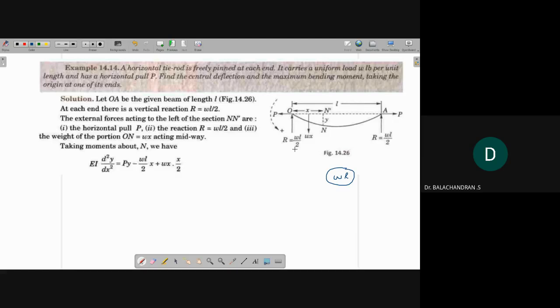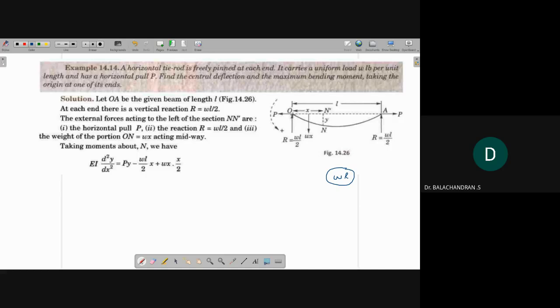This is the vertical reaction. The vertical reaction is from this side, and deflection is this side. So the vertical reaction is opposite to deflection. You should remember that. And then the external force acting to the left of the section N dash. This is the cross section N dash. What is the external force acting to the left of N dash? First, the horizontal pull, P.